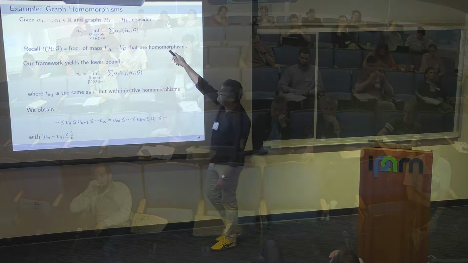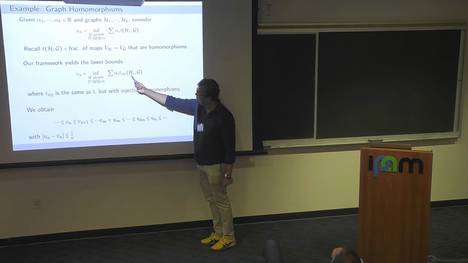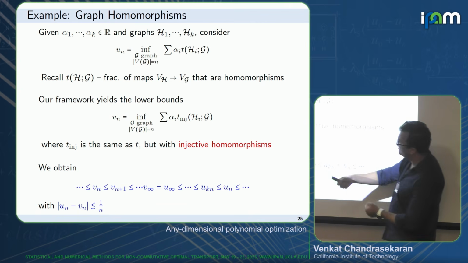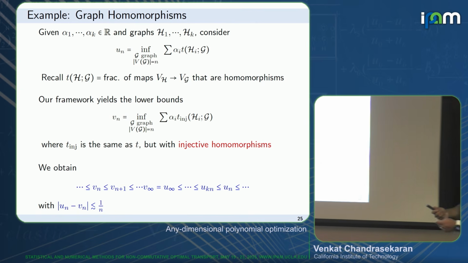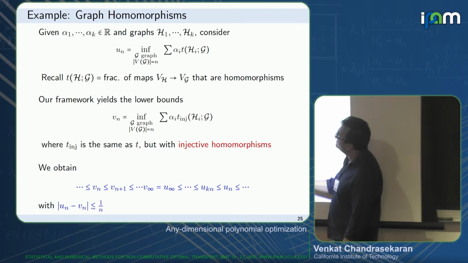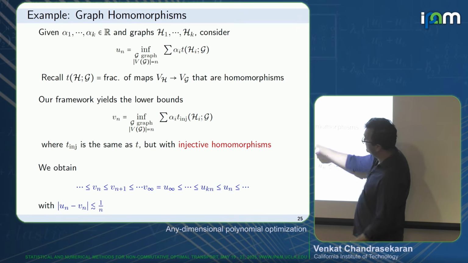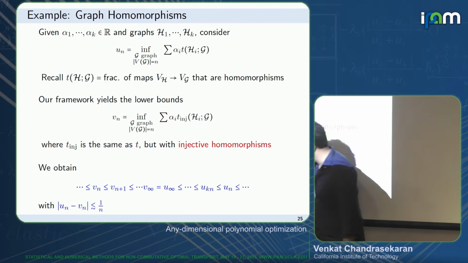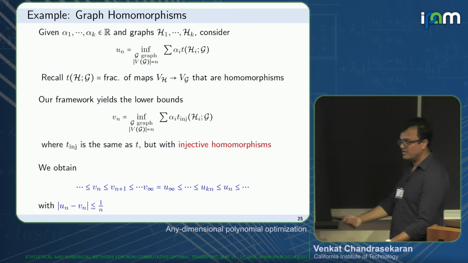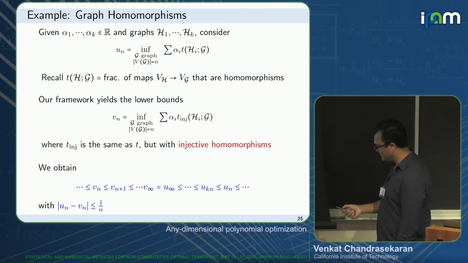It was also classically known, by the way, that t and t inch for a fixed graph h, if I fix one of the hi's, there is a relation of 1 over n between them for a graph g of size n. But here we're able to say that un and vn, these optimal values, are related up to a factor of 1 over n based on this general de Finetti crank.